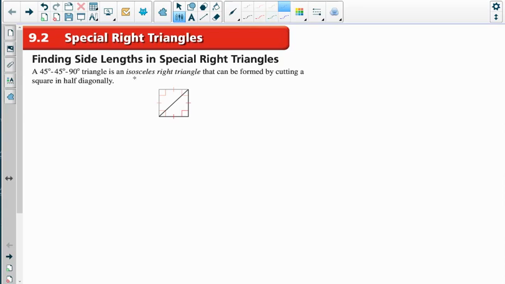So we see that it is an isosceles right triangle, and it can be formed by cutting half of a square. We know that a square has four right angles. If we cut it in half by the diagonal, that gives us a triangle that has a right angle, and the other two angles are right angles cut in half, so they're 45 degrees each. If these two angles are congruent, they are the base angles, and that means we have congruent sides by the base angles theorem.